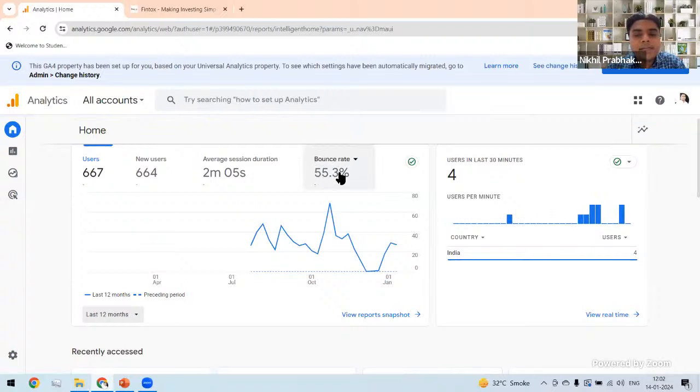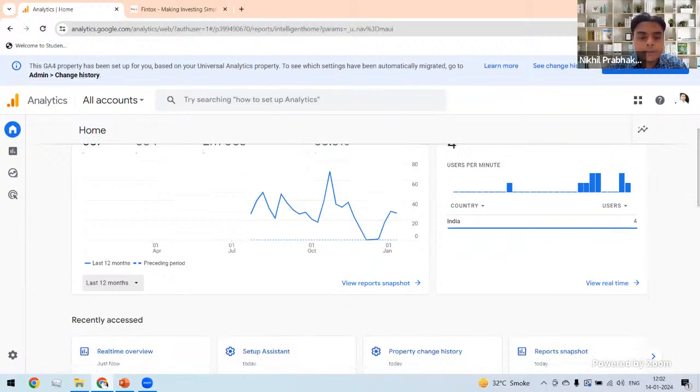When you create a new website, you will find that the bounce rate will be 90% or even more. Over a period of time, bounce rate starts lowering down. If the bounce rate is below 50% or close to 50%, you're doing a fantastic job. The best bounce rate in the world is there for Google, google.com, which is where they have a bounce rate of around 27%.